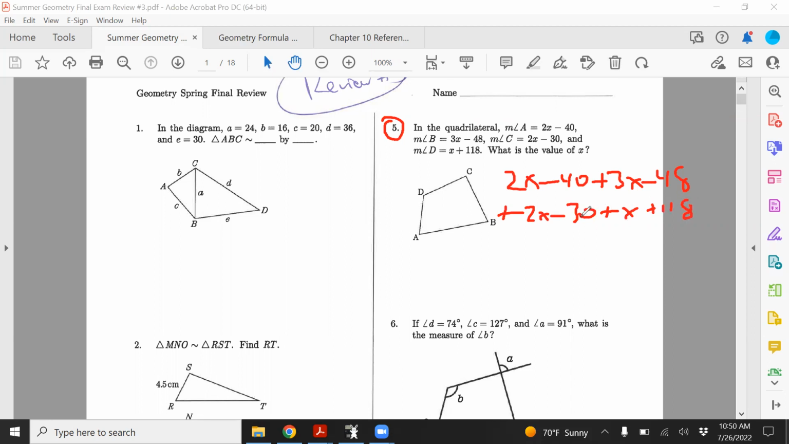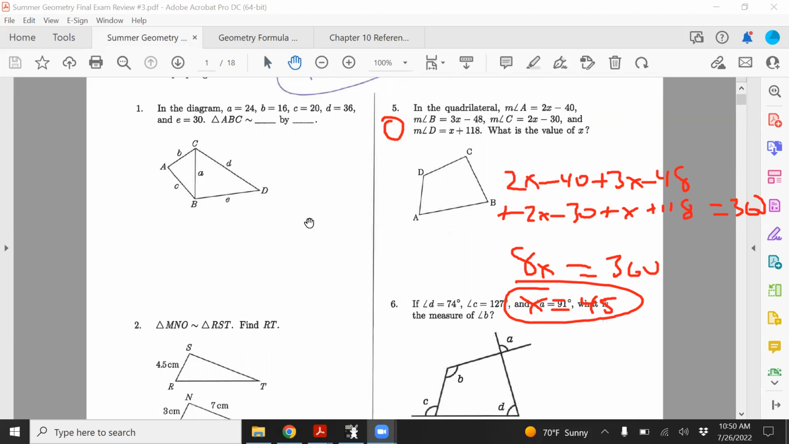Add it all up, and you'll get 8x. Interesting. All those numbers cancel out. -40, -30, -40, all add to -118. That's interesting. So you should get 45. And that's all they asked for. You didn't have to solve for all the angles individually, but you could if you wanted to. You could plug in 45 for x in each angle and see what you get. You don't have to. That should be pretty straightforward, hopefully.